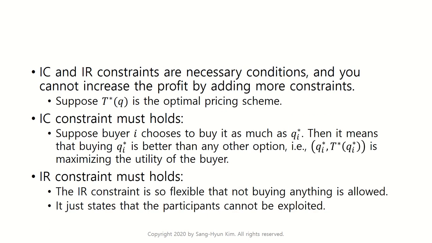So the IR constraint is quite flexible, so it must hold. It just states that the participants cannot be exploited, cannot be worsened by participating in this deal. I will probably stop here, and next time I will pick this up and explain how we find the optimal second-degree price discrimination exactly.